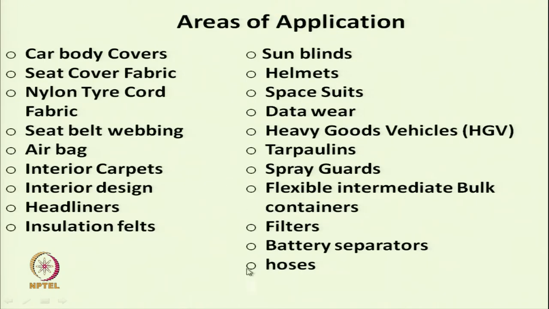These are the various areas where we can use textile material. So, car body cover is there. We will discuss all these areas one by one. Seat cover fabric, nylon tire cord, seat belt webbing, airbag, interior carpet, interior design, headliner, insulation felt, sun blind, helmets, space suit, data wear. So, these are all related to the automobile textiles, filters, battery separators, hoses, tarpaulins are also used. So, we will discuss one by one.